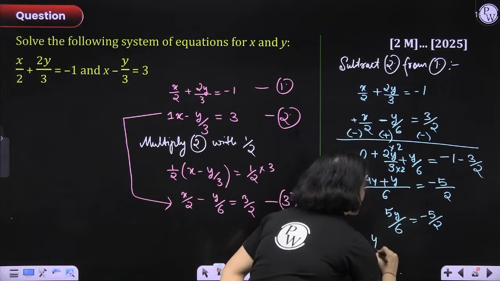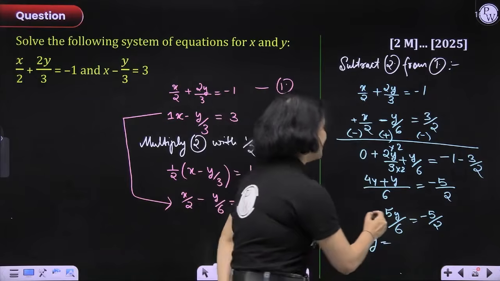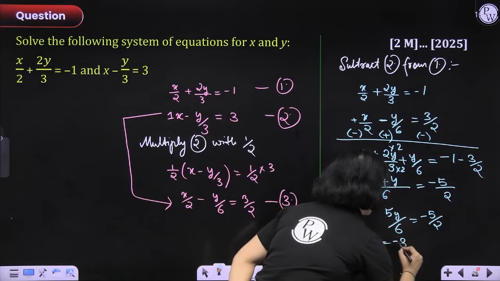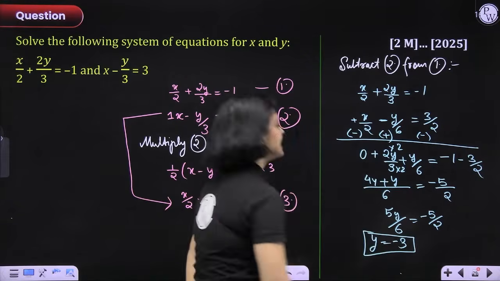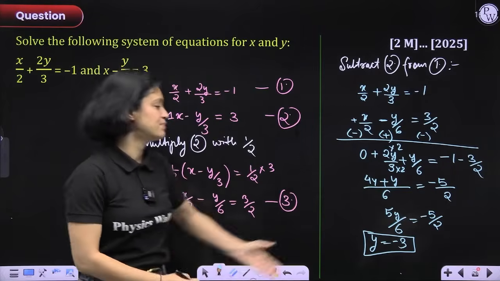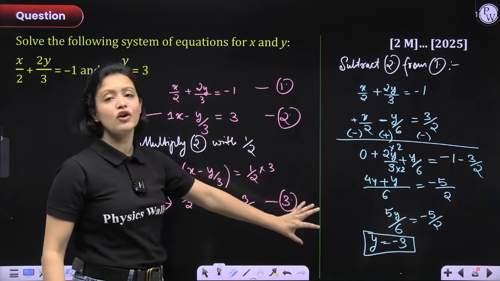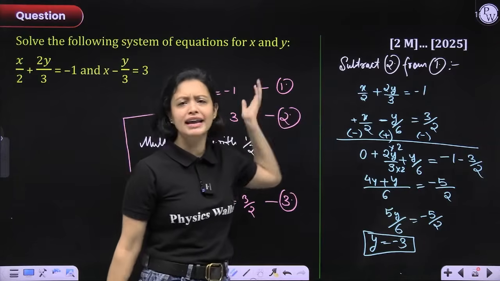From here you can clearly calculate y, and it's very easy. You'll get negative 3. y comes out to be negative 3, everyone. Very simple. Okay? Now how will you figure out x? Just plug in the value of y in any of the equations.